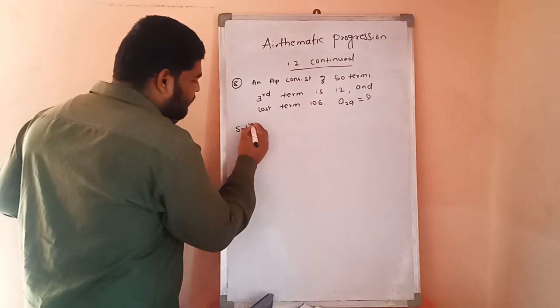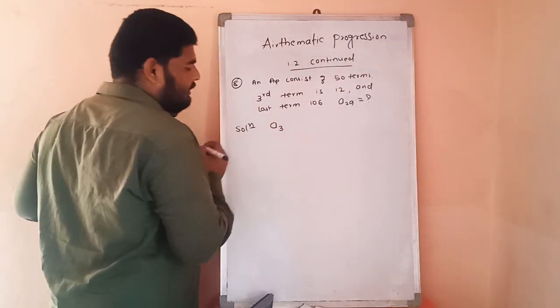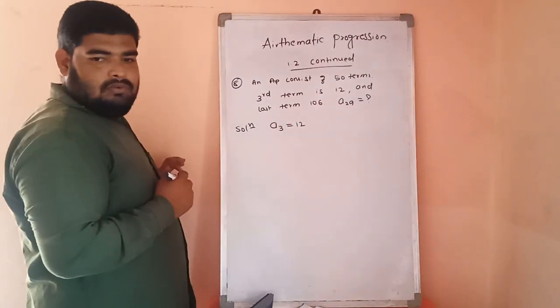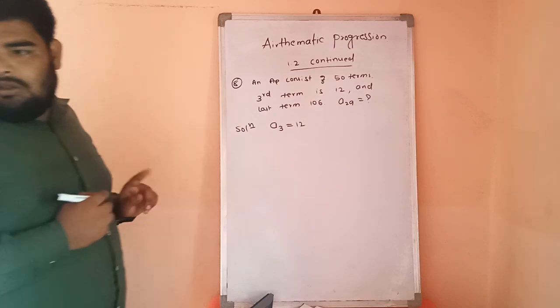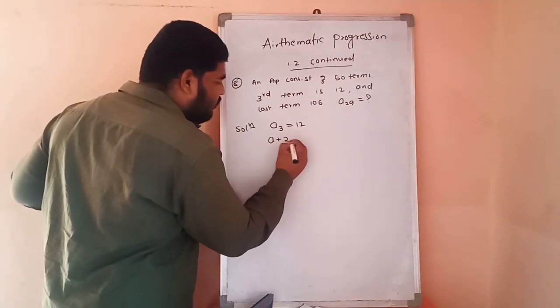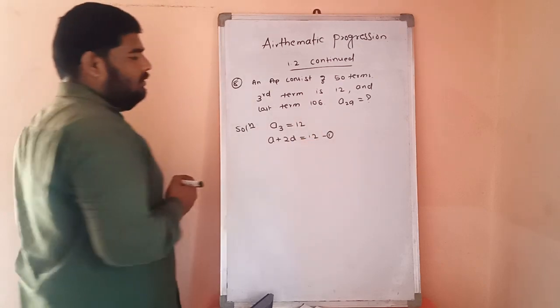Solution: the third term. So the third term, A3, is equal to how much? 12. So A3 is nothing but a plus 2d equal to 12. This is equation 1.